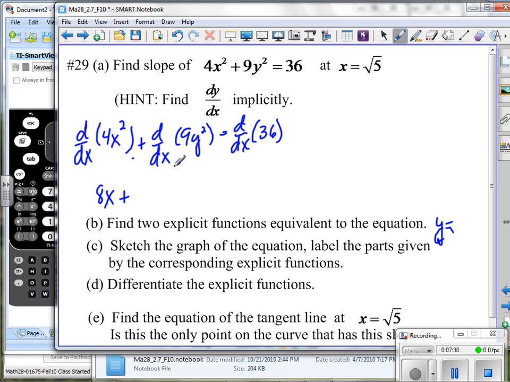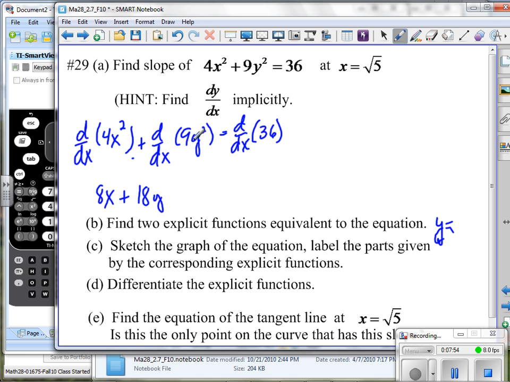This is one where the variable of differentiation does not match the variable in the term. So I have to think of this as a composite function. First thing I do, remember I put those smiley faces over here? And I said, what if you had 9 smiley face squared? What would you do? Well, you would multiply 2 times 9 and subtract 1 from the exponent.